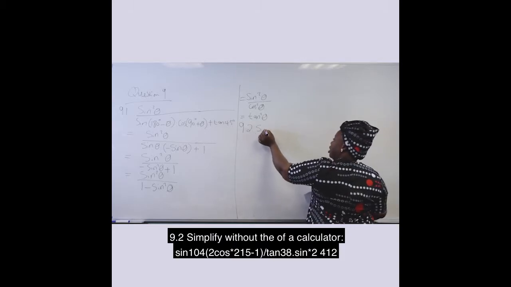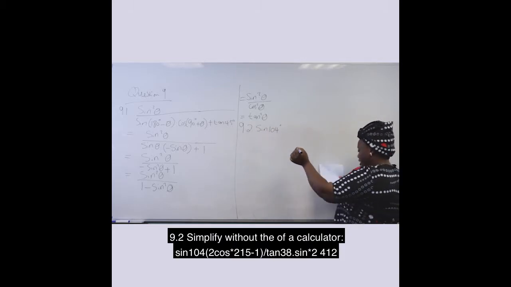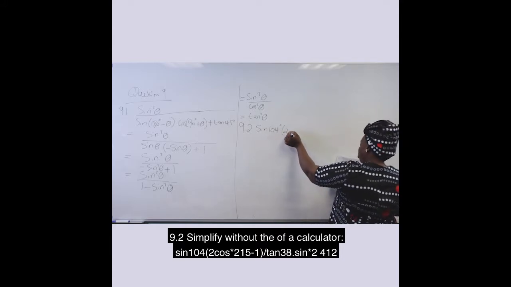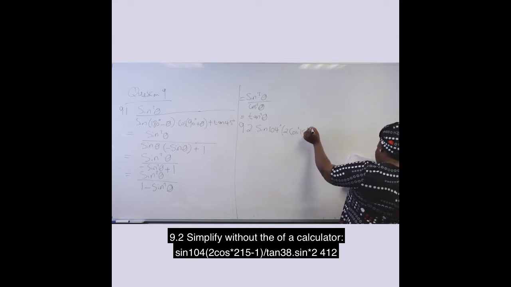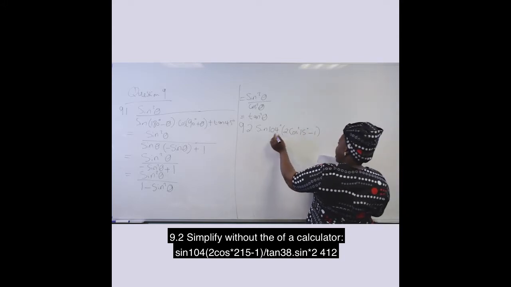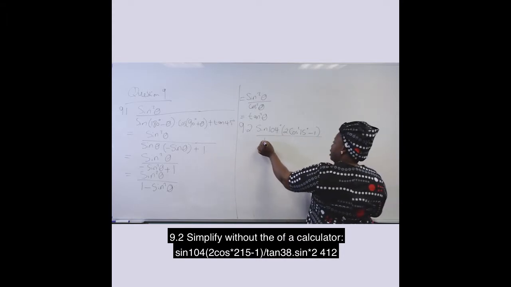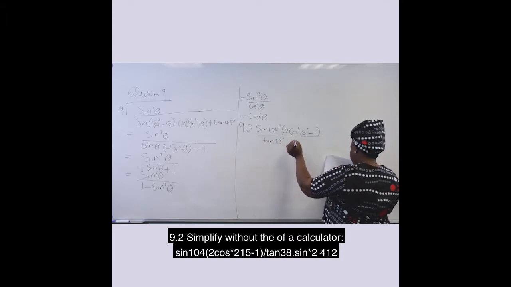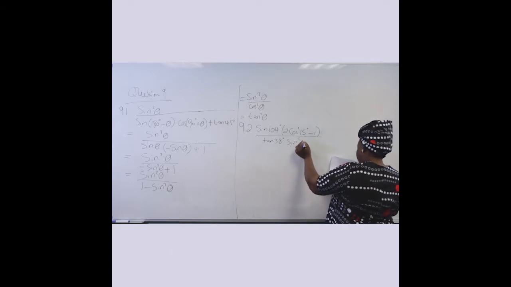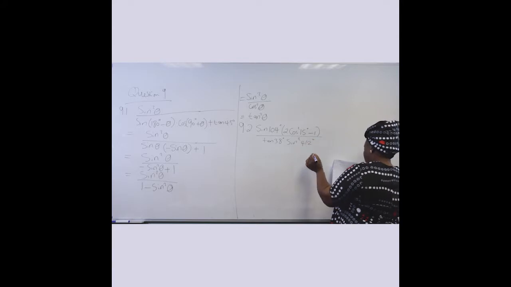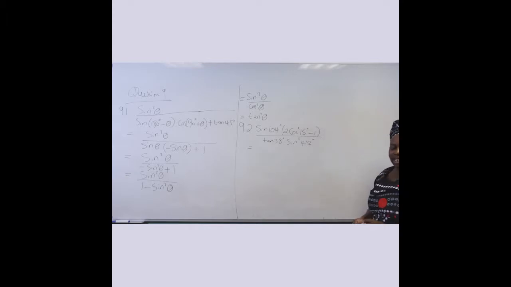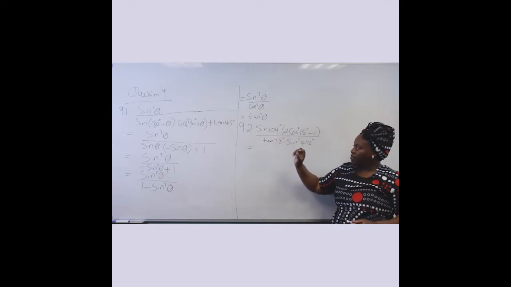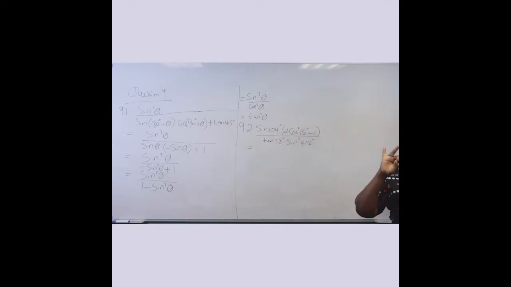So this is sine of 104 degrees multiplied by 2 cos squared of 15 degrees minus 1, and divided by tan of 38 degrees multiplied by sine squared of 412 degrees. So you need to simplify. First, you must do the reducing. Reduction formulas are very important. Look at this. What numbers can you put? Remember when we reduce, we use 360 and 180.